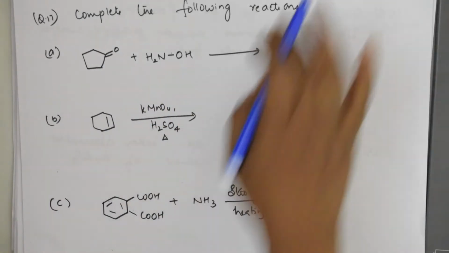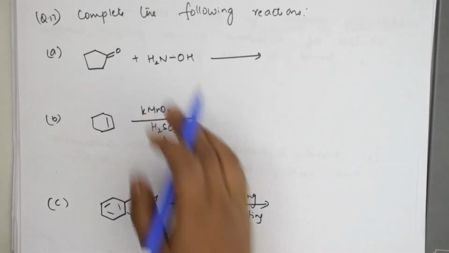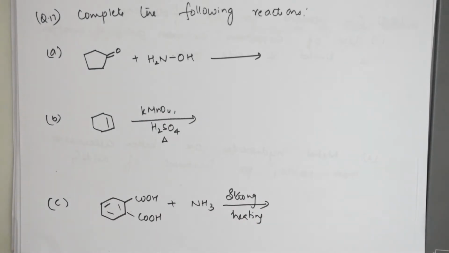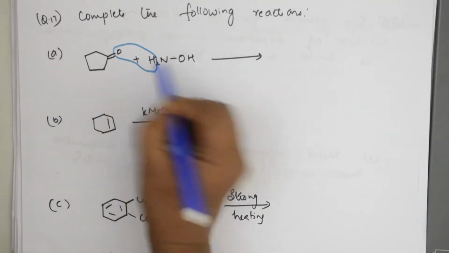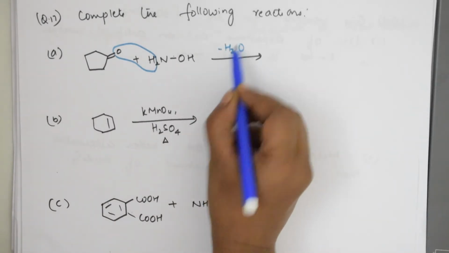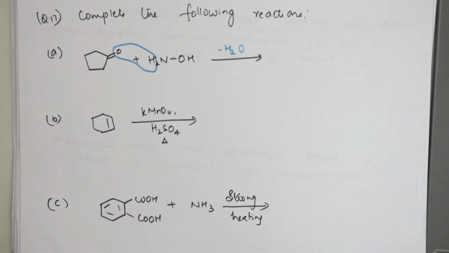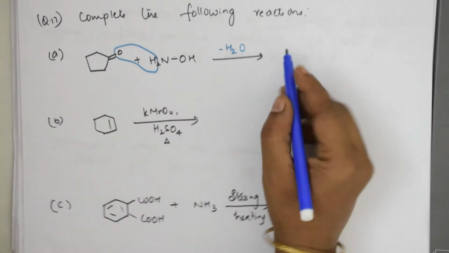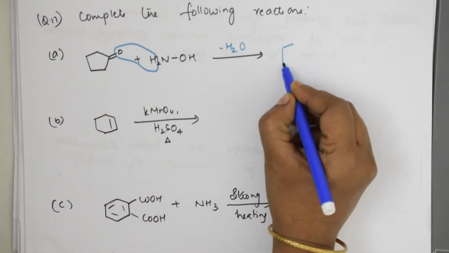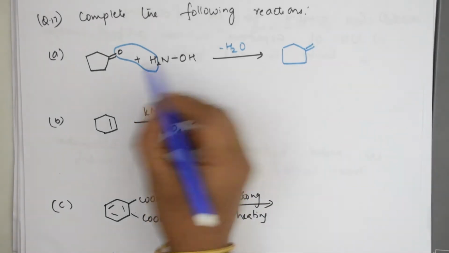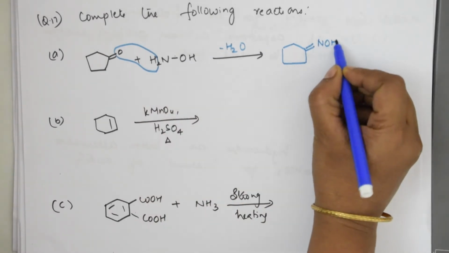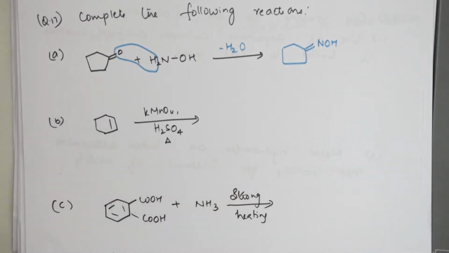So simple. Whenever you see such reactions, hydroxylamine, or semicarbazone, reactions of aldehydes and ketones, very simple, nothing to remember. You have to just take out a water molecule from here, minus H2O, and directly write the compound. Nothing to change. You're not going to change any bonds. Just write the compound. Double bond is here, NOH. Simple, isn't it?